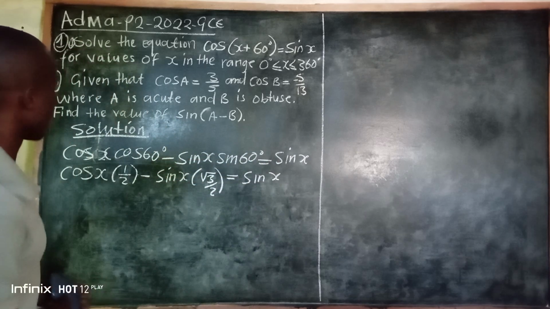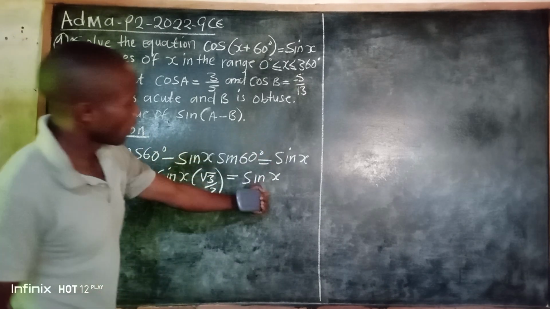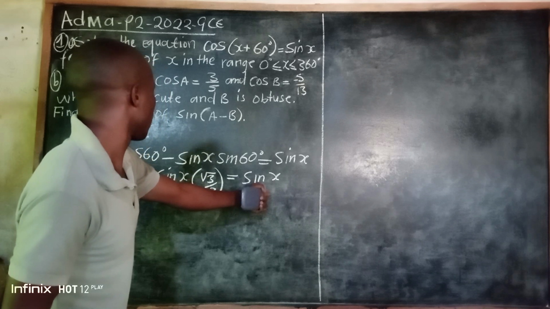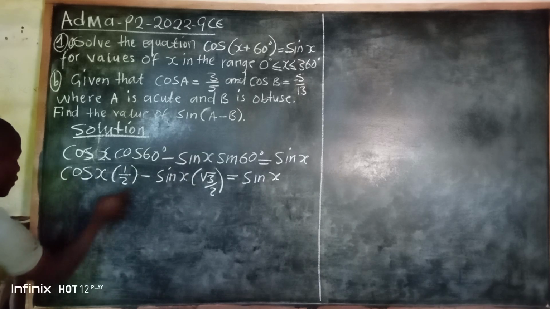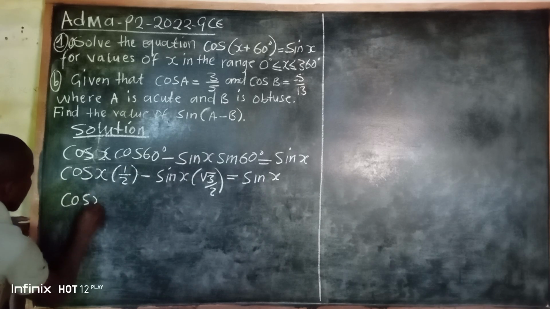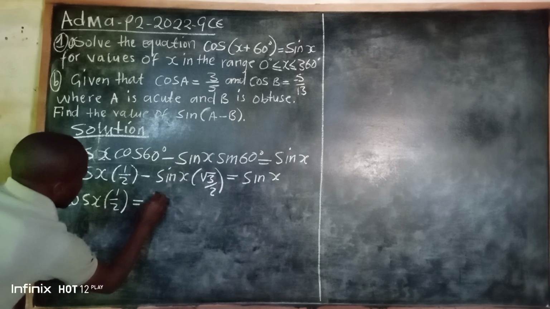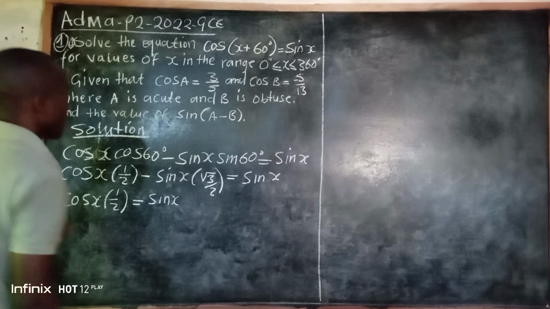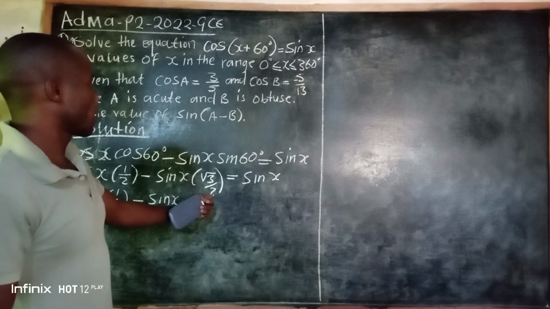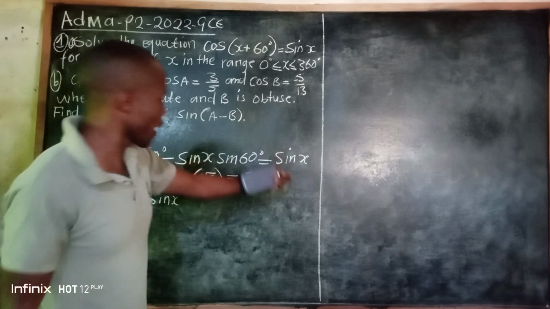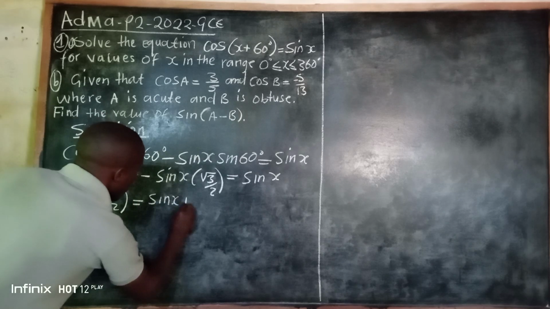And what we are going to do here is transfer this sin x from this side to the other sin x, so that we can have the like terms. So here we'll write down this one: cos x times 1 over 2, then equals sin x. Now when this negative sin x root of 3 over 2 crosses an equal sign, it automatically becomes positive, because here it's negative, so it will be plus now.